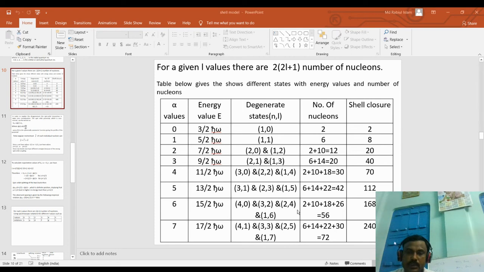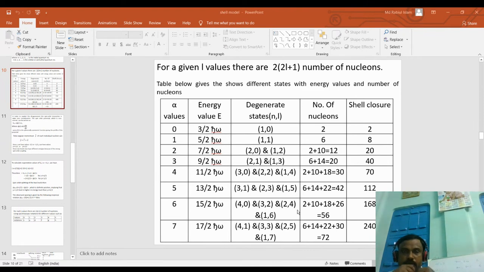How the consideration of motion of a single nucleon, say a proton or neutron, inside a simple harmonic oscillator potential. The potential has been taken as a simple harmonic oscillator potential. Now you need to understand one point, that this potential has been created due to the interaction of all the nucleons inside the nucleus.